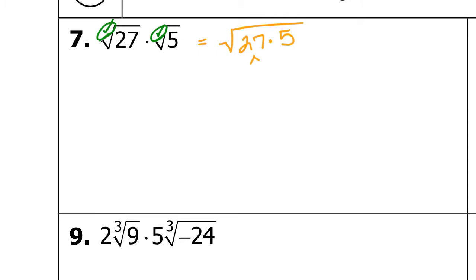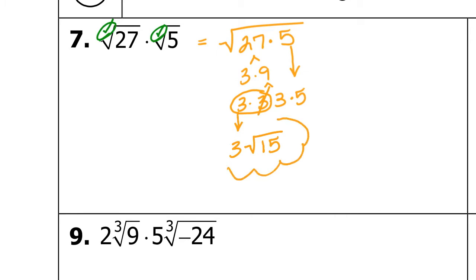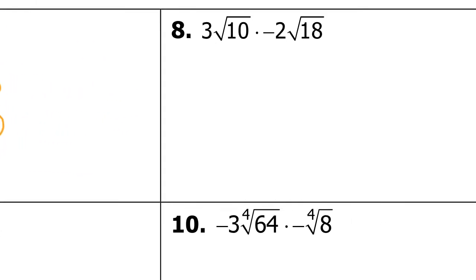So I'm going to start by breaking down the 27 into 3 times 9. 9 can be broken down into 3 times 3, and 5 is already prime, so I can bring that number straight down. If I look at my index, it is looking for a set of twins. So remember that the first twin is able to get out of the radical symbol, and the second twin is not. And since I have a 3 and a 5 left behind with no partner, both of them will stay underneath the radical symbol, and their product is 15. And so the product of the square root of 27 times the square root of 5 is 3 square roots of 15.